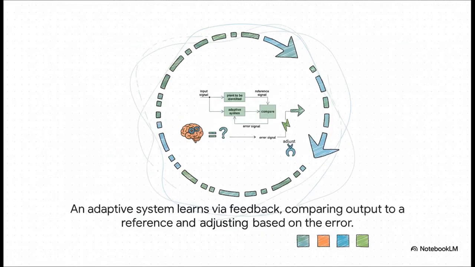So how does a system actually learn? Well, it uses this clever little thing called a feedback loop. First, it produces some kind of output. Then, and this is the magic part, it compares that output to a reference signal, which is basically what the correct outcome should have been. The difference between the two? That's the error signal. And that error signal gets fed right back into the system, telling it exactly how to adjust for the next attempt. It's this continuous cycle of trial, error, and getting a little bit better each time.